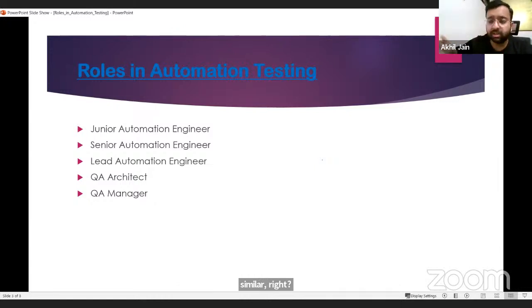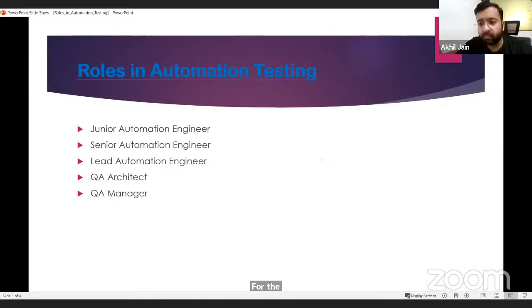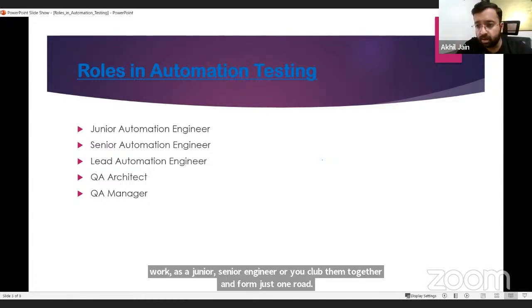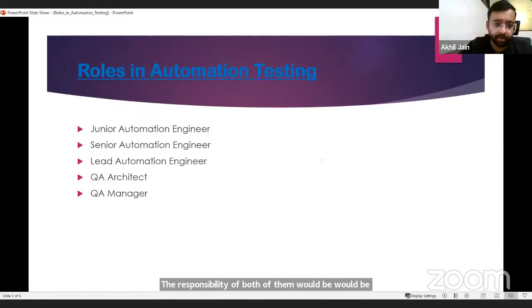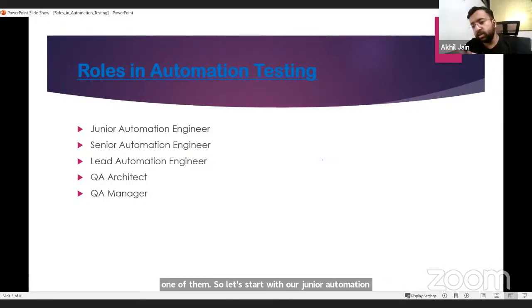So I'm just trying to say the structure across the organizations could vary, but the responsibilities which are required to be fulfilled for that particular role are the same. Whether you work as a junior engineer, senior engineer, or you club them together and form just one role, the responsibility of both of them would be attached to that role in that specific organization, right? Okay, so let's try to understand the responsibilities of each one of them. So let's start with a junior automation engineer and try to compare it with the next parallel role, which is a senior automation engineer.